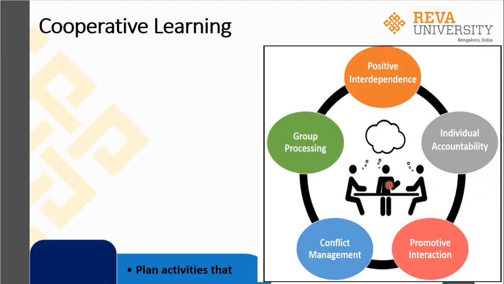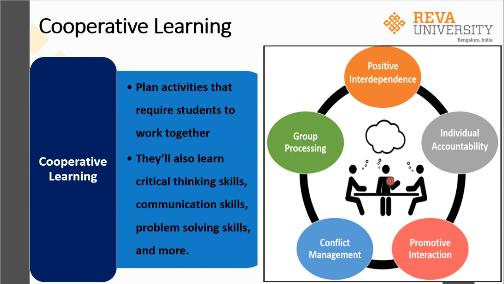Cooperative learning, what does it mean? It is similar to a group discussion. It means you identify a set of activities and assign one activity to each group of students. Students will start discussing with each other and exchange their ideas. And each person in the group will have positive interdependence.